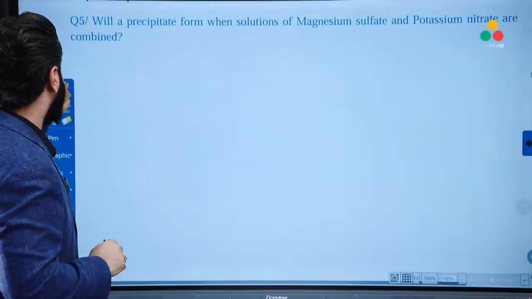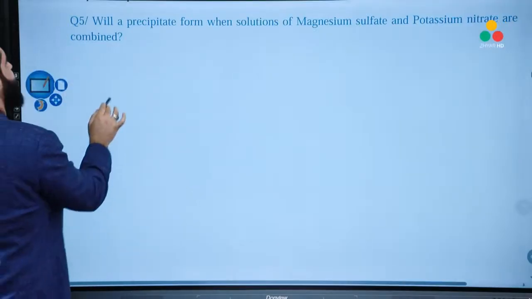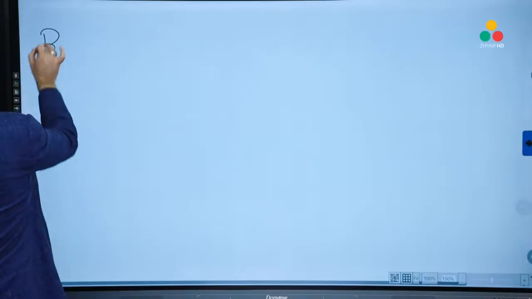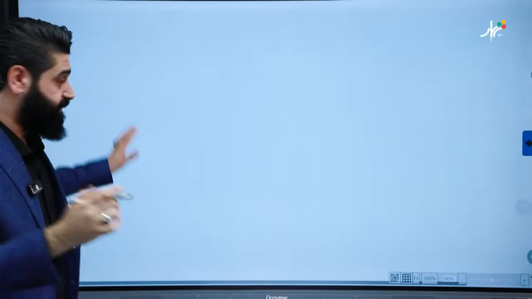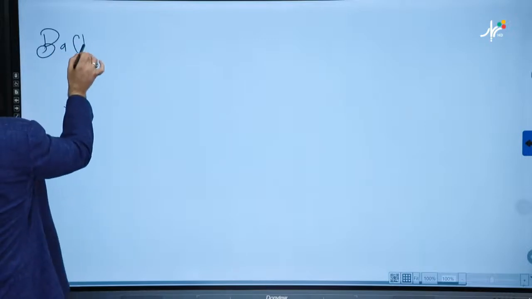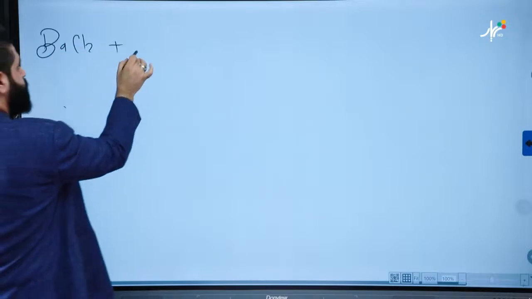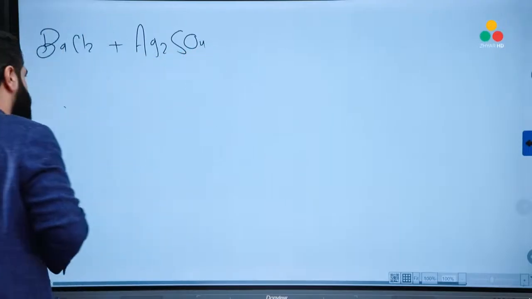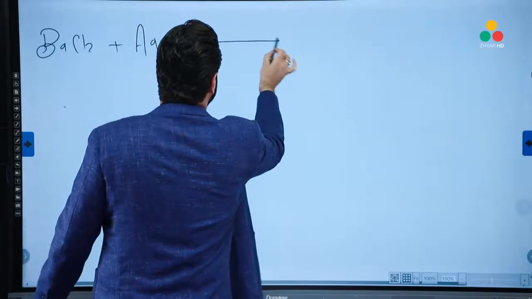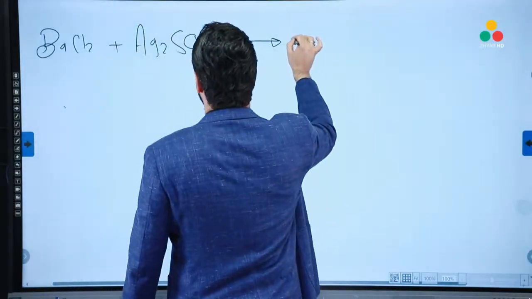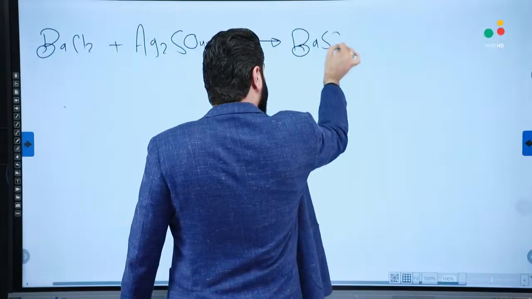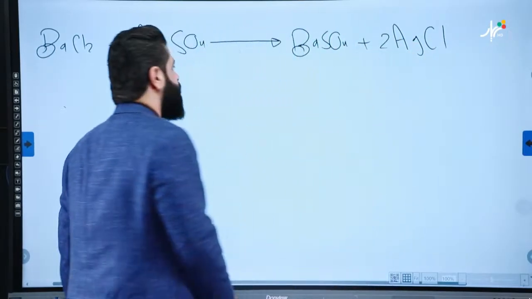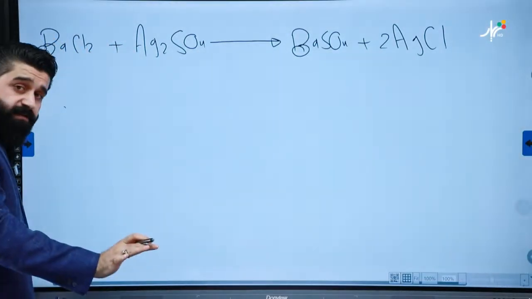If we have both products solid, let me write an example for this. Try to have this example somewhere, please. Write this: for the combination of barium chloride and Ag2SO4, silver sulfate. First, write the double displacement reaction. The double displacement reaction will become BaSO4 plus AgCl, with 2 here for the balancing. Good.